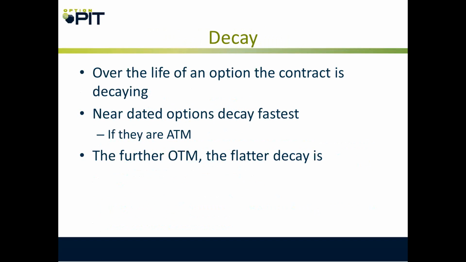All right, so let's talk about decay. Over the life of an option contract, the contract is decaying. Near-dated options decay the fastest if they're at the money, closer to expiration. Right? They have an exponential decay. Further out of the money options have a more linear decay. We understand the difference between exponential and linear. Exponential means the decay is growing, and linear means that the decay is flat. At the money options have an exponential decay. Out of the money options have a generally linear decay.